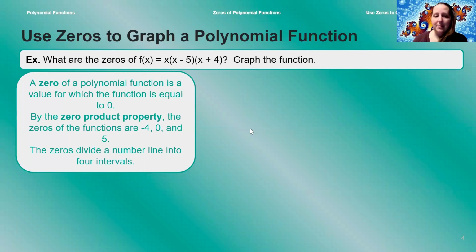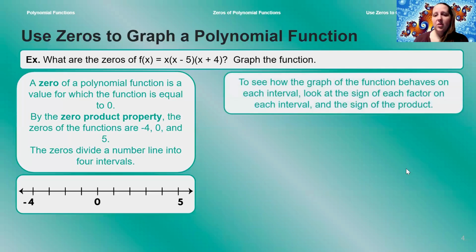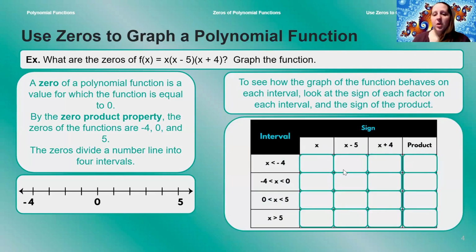The zeros divide a number line into 4 intervals. So we have the values that are smaller than -4, the values that are between -4 and 0, the values that are between 0 and 5, and values that are greater than 5. To see how the graph of the function behaves on each interval, I look at the sign of each factor on each interval and the sign of the product. So what that means is I'm going to pick a number that is less than -4. In this case, I'm going to pick -5 because that's a value that is less than -4.